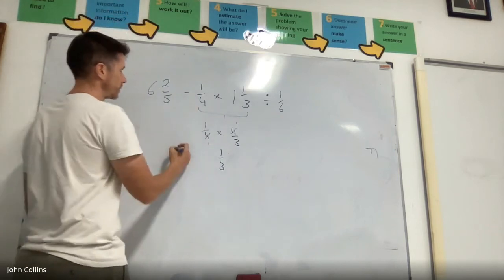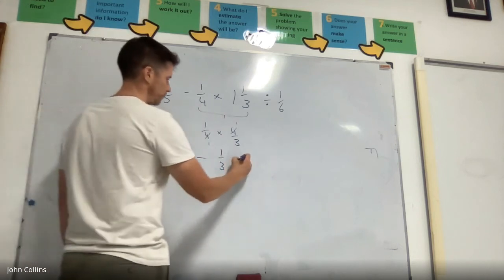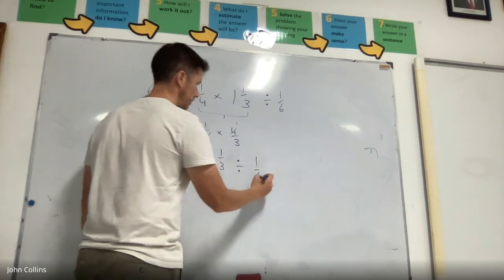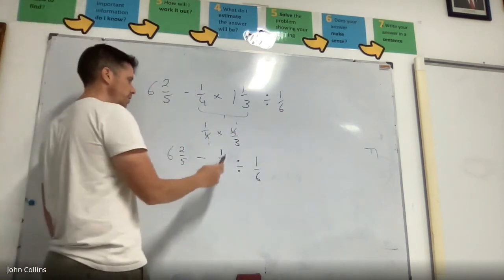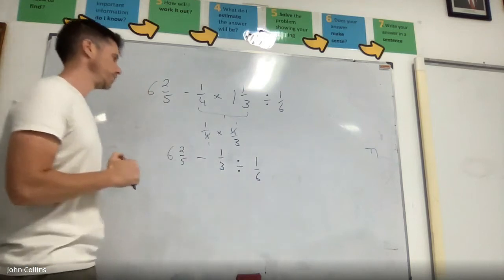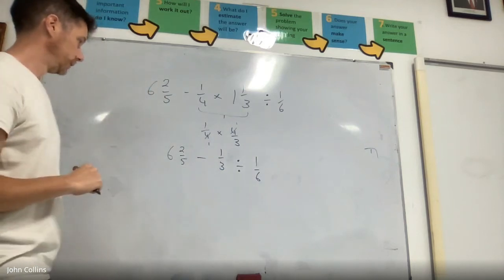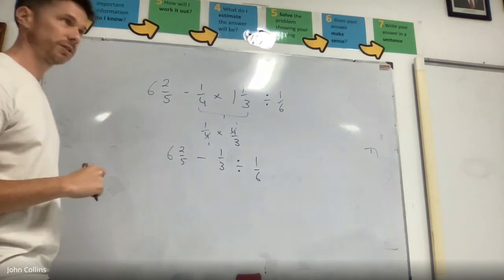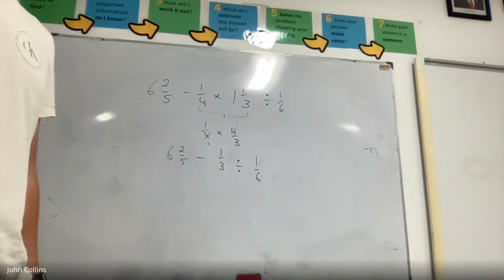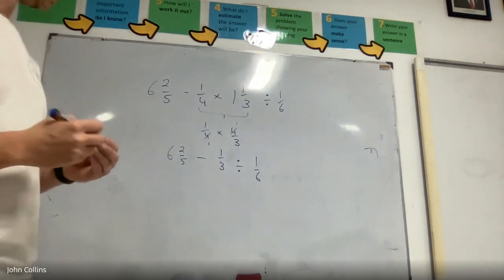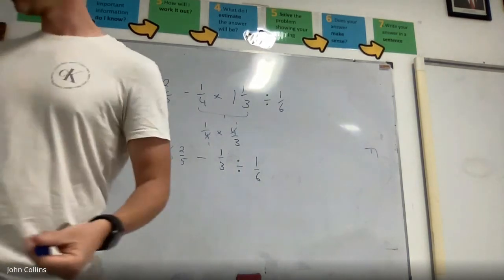All right, let's bring down our other numbers. 6 and 2/5 still in play. And divided by 1/6 at the end is still here. I'm going to have to do my division first. 1/3 divided by 1/6. Interesting. Difficult to visualize that, perhaps. 1/3 divided by 1/6. Wonder how that would look like with boxes.